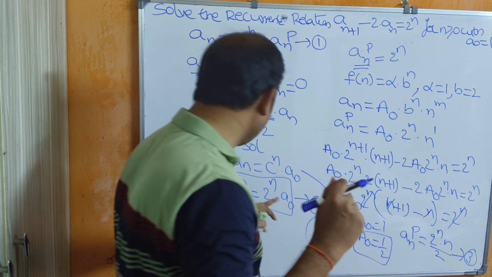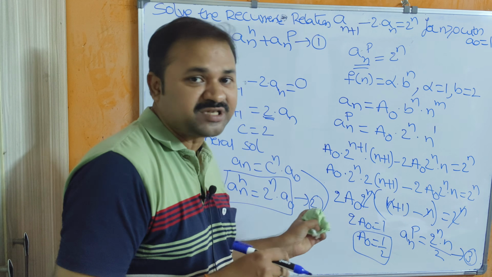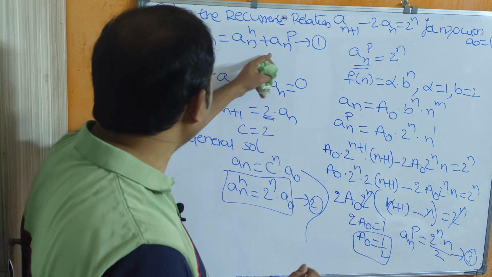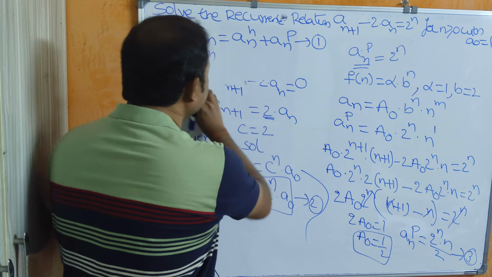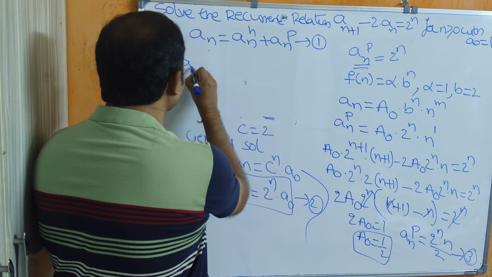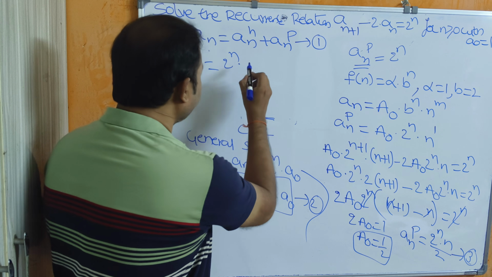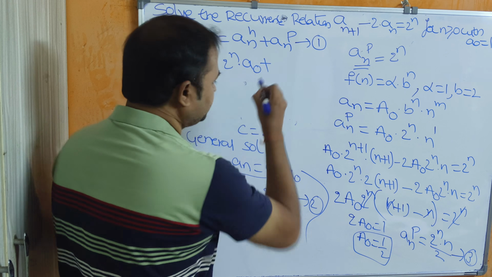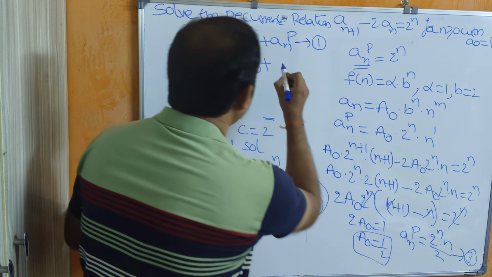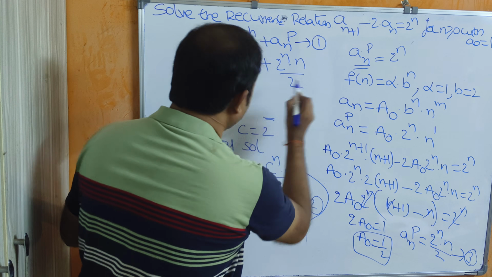So now we have a_n power h as well as a_n power p. Now we have to substitute a_n power h and a_n power p in equation number 1. So let us substitute that. So a_n equal to, what is a_n power h? 2 power n into a naught plus what is a_n power p? 2 power n into n by 2.